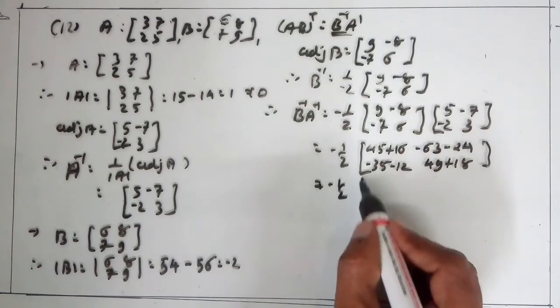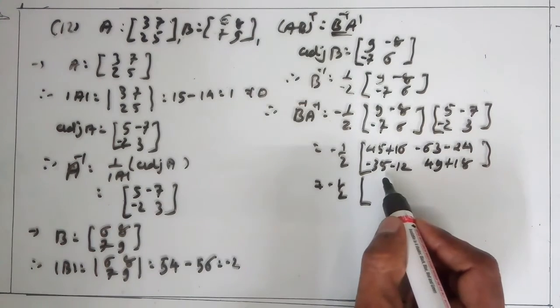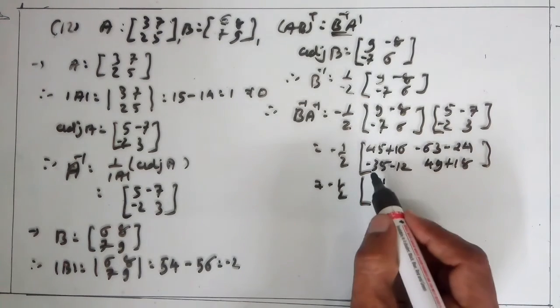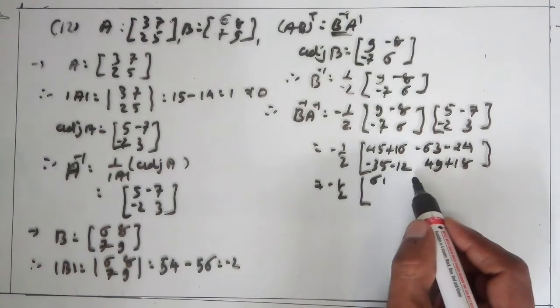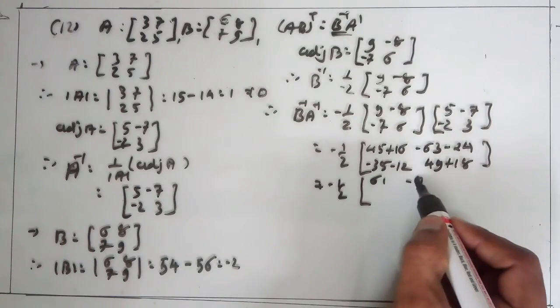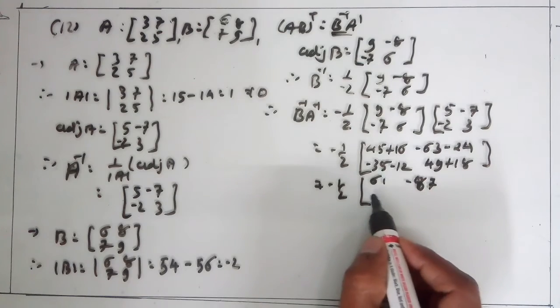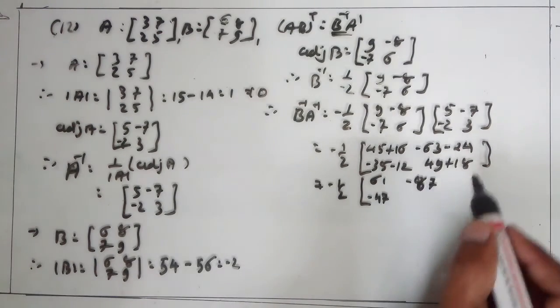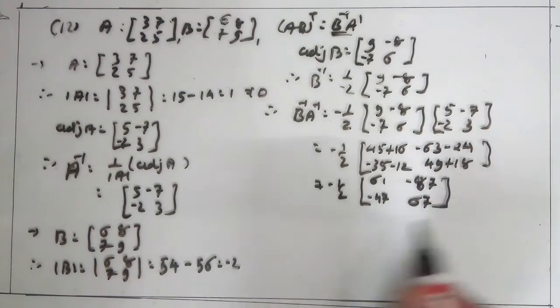So it is equal to minus 1 by 2. Here we get 45 plus 16, 61; here it becomes minus 87; here it becomes minus 47; here it becomes 67. Clear?